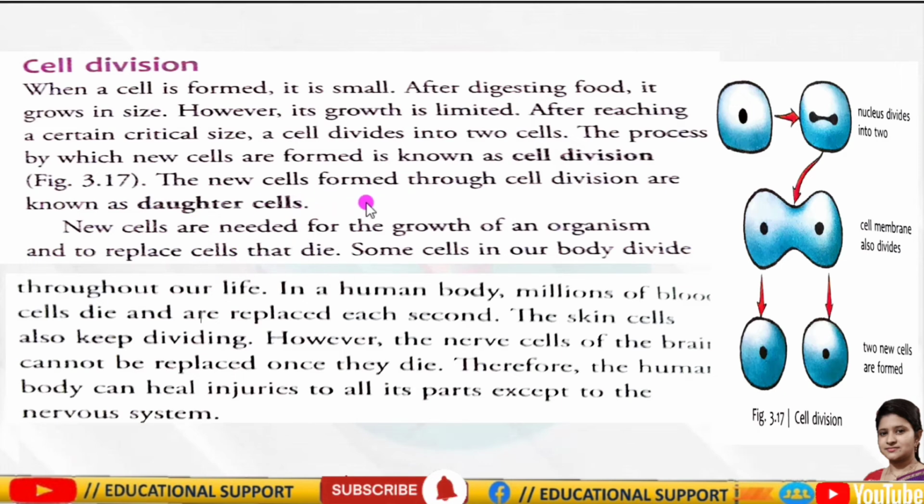New cells are needed for the growth of an organism and to replace cells that die. Some cells in our body divide throughout our life, and in the human body, millions of blood cells die and are replaced. The skin cells also keep dividing. However, the nerve cells of the brain cannot be replaced once they die. Therefore, the human body can heal injuries to all its parts except the nervous system. So this is very important.